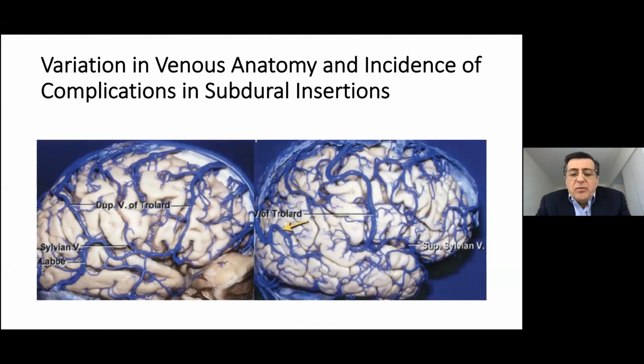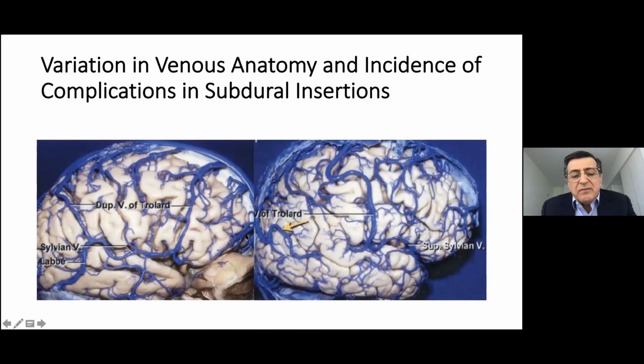In the placement of subdural electrodes, it's very important to understand the venous anatomy of the particular brain, because I believe that the problems are related to the convexity electrode that is placed mostly. I have never seen an interhemispheric electrode or basal electrode, if properly placed, creating problems. The problems occur from the convexity electrodes, particularly if we use a lot of electrodes over the convexity and the disturbance of the venous drainage that the electrode can create.